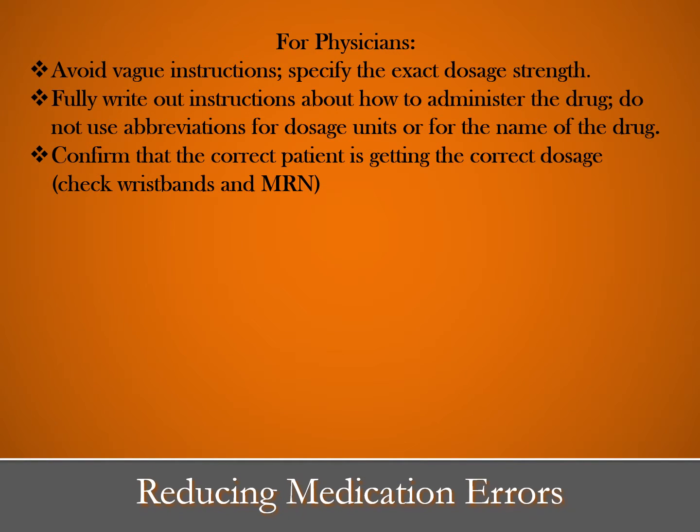Confirm that the correct patient is getting the correct dosage. Every patient should be given a wristband. You should check their wristband to make sure that their name, their date of birth, and their medical record number match what you're looking at on the EHR and how to prescribe that medication. So make sure that every patient's wristband medical record number matches what you're giving them.